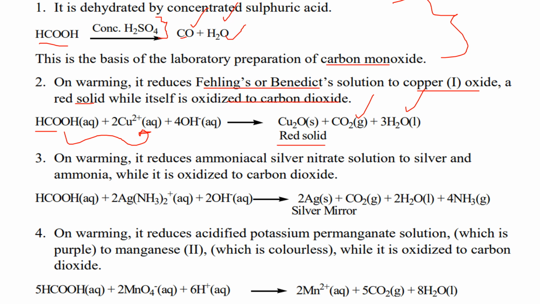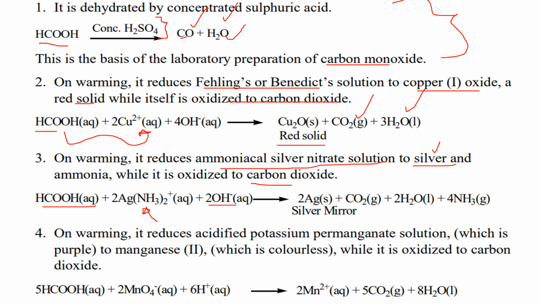So you're saying that on warming, it's going to reduce ammoniacal silver nitrate solution to silver, which is going to appear as your silver mirror. When you're in practicals, silver deposits on the walls of the test tube and it appears as what we call a silver mirror. And then methanoic acid is oxidized to carbon dioxide. So you're having methanoic acid reacted with ammoniacal silver nitrate solution, but in alkaline medium.